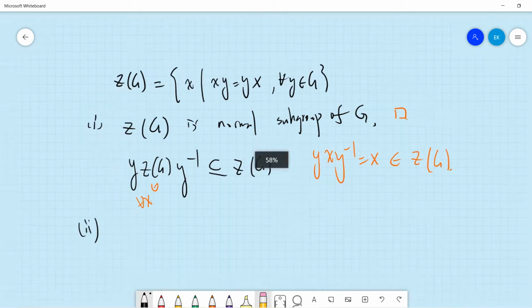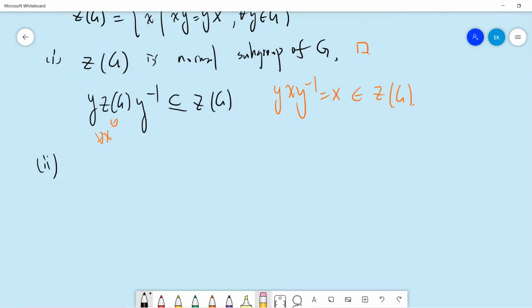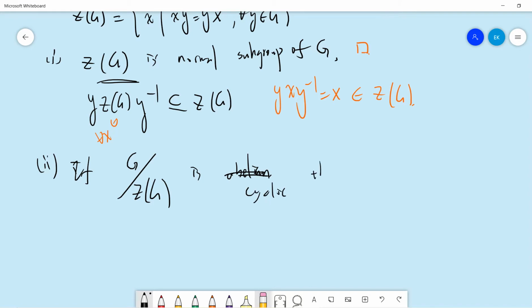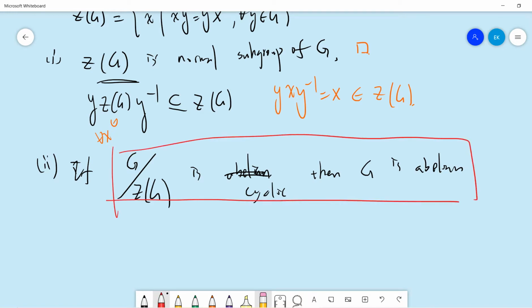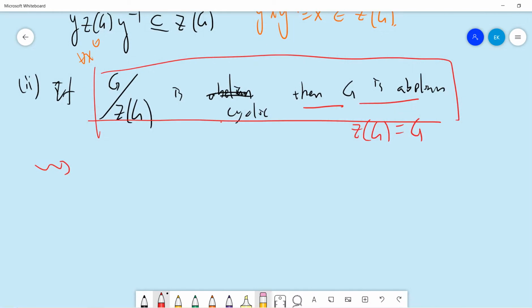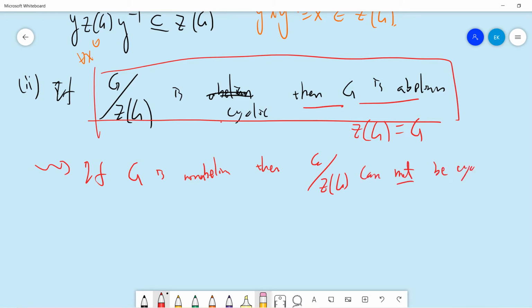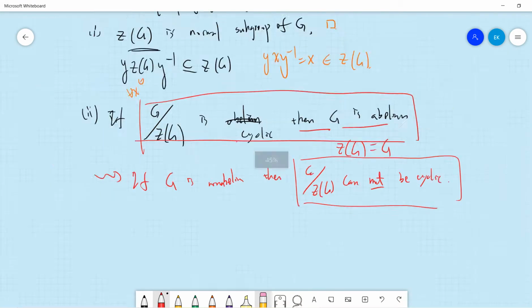And the second interesting fact is that, notice that ZG is normal, right? So if G quotient ZG is cyclic, then G is abelian. Okay, so this is a funny statement, right? Because if G is abelian, then ZG is just equal to G. So this tells you that if G is non-abelian, then G quotient ZG cannot be cyclic. Okay, so this is a much more interesting fact.